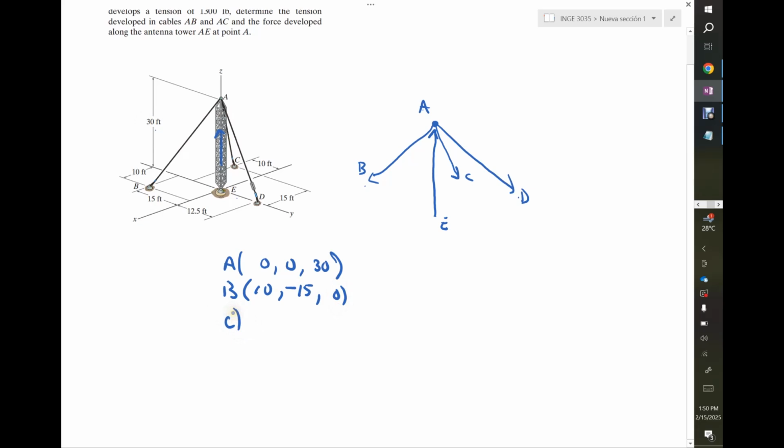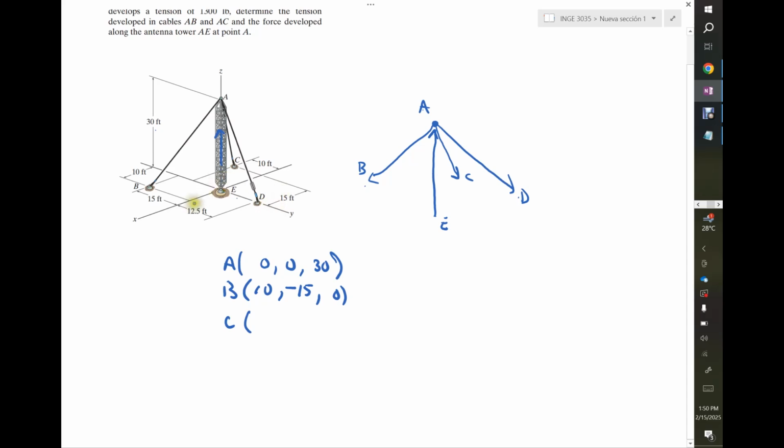How about C? Well, sorry for this, let me write this better. The C position will be, let's see, it's going, let's see, where is that C? That C is going that way, minus 10, but that's on the Y. How about the X? Oh, here's the X.